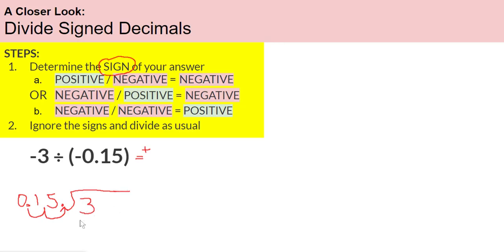But Mr. Harvey, there isn't one with the 3. Oh, yes, there is. There's a decimal point right here. It's invisible because it doesn't need to be there, but sometimes it does, in this case. So we move that.